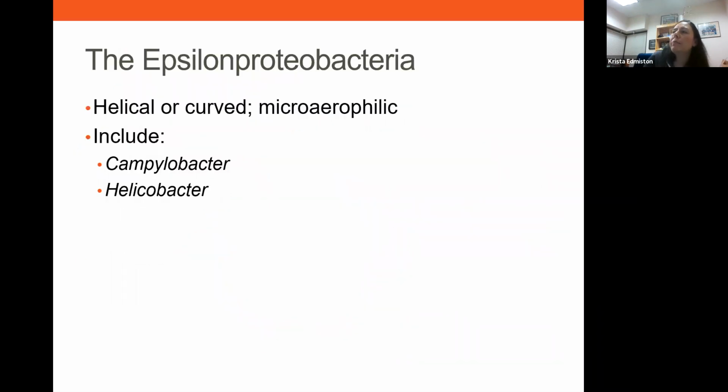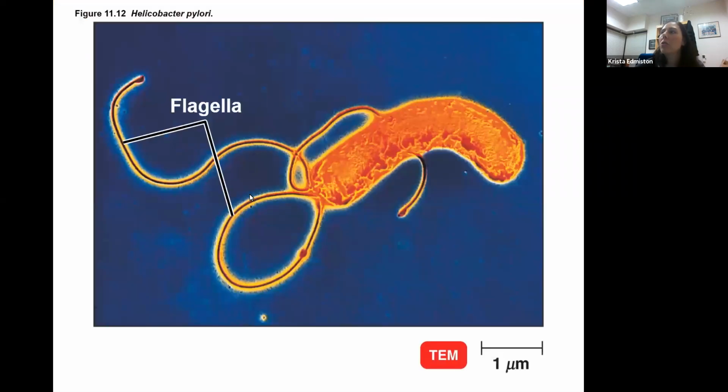Epsilon proteobacteria. These are bacteria that have a curved shape, and they are microaerophilic, meaning that they don't need oxygen, but they can be around it. They just need a little bit of oxygen, and that's including Campylobacter and Helicobacter. And Helicobacter pylori is the causative agent of ulcers and stomach cancers. This is H. pylori, and again, the curved shape, they're kind of curved like a comma. Here's the flagella. And just like we saw with Bdellovibrio, Helicobacter pylori actually bores into your stomach lining, and can cause ulcers, and in extreme cases can cause cancer.